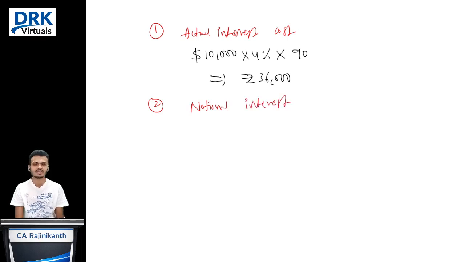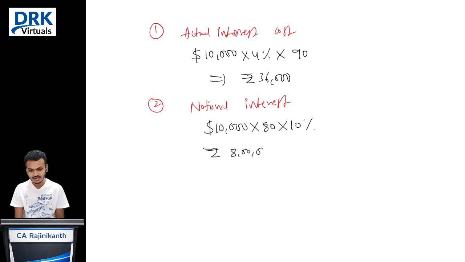In step 2, calculate the notional interest. Notional interest means what? If we would have taken a loan from a bank in India, how much interest cost would it be? That is, 10,000 US dollars into spot rate, 80 rupees, into 10%. Or otherwise, you can write it like this: 8 lakh rupees into 10%. Both are the same, correct? On the day of taking the loan. So it is 80,000 rupees, our notional interest.